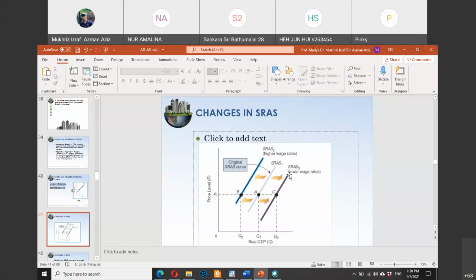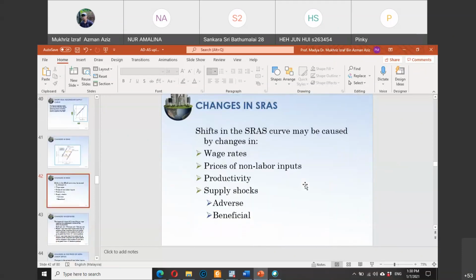Okay, so they can reduce wages, and by having lower wages, the cost of production will also reduce. So that will cause the supply curve to shift to the right, and vice versa. When wages increase, the supply curve can shift to the left. So remember, this is only for the short run period. SRAS means short run aggregate supply curve.